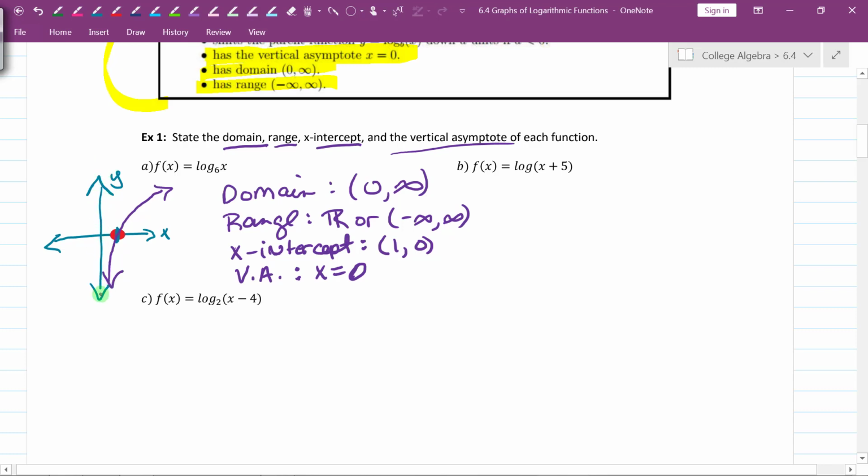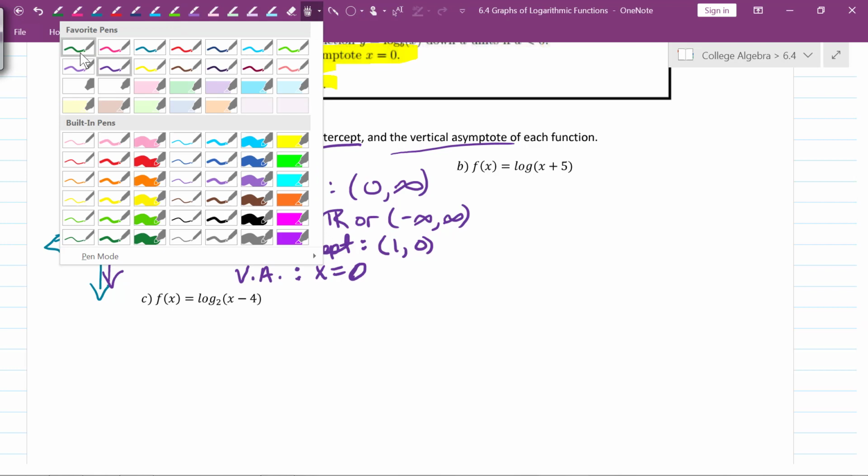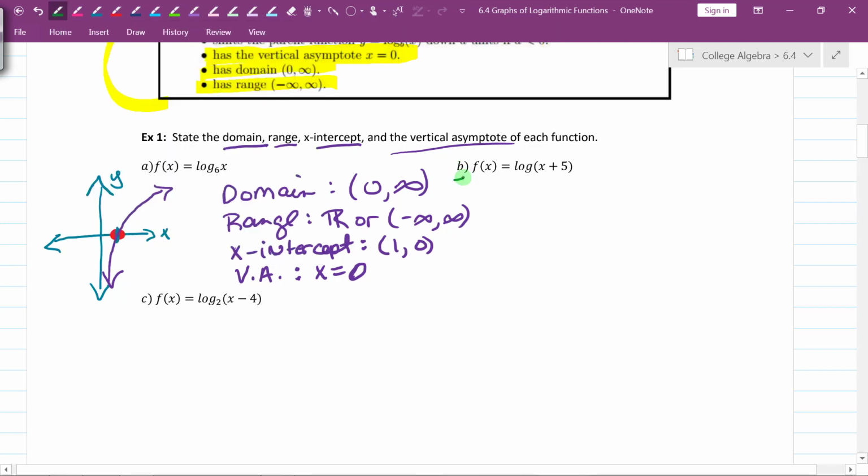Alrighty, let's look at problem B. So problem B says, first off, let's look at our domain. Well, let's go ahead and just do a quick sketch of this. So we're going to put our x-axis and our y, and notice it's x plus 5. If you can't remember which way you shift, you can always just solve and see that x is equal to, in this case, negative 5. Because if we go x plus 5 equals 0, to move it over, it's going to be x equals negative 5.